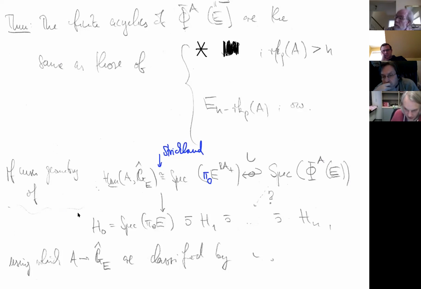So in this way, you make this a purely arithmetic problem about what happens to the universal formal group when you start inverting Euler classes.